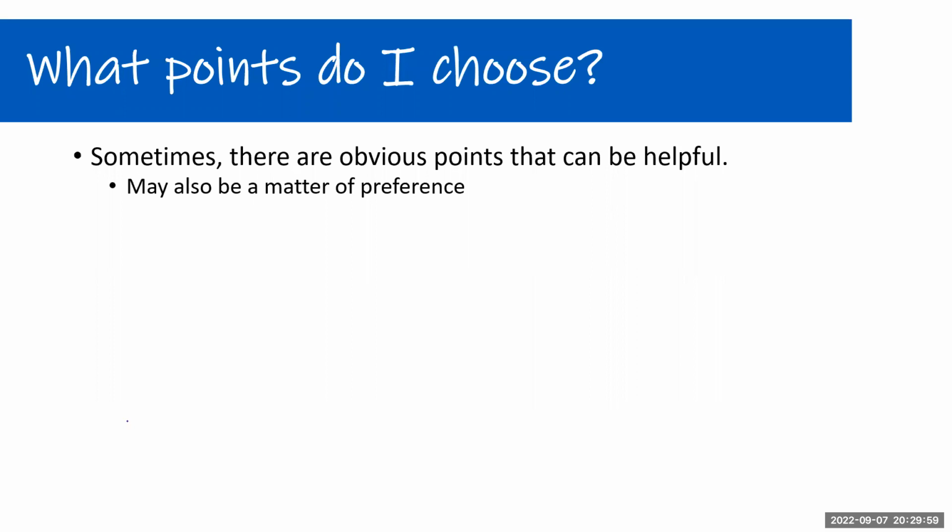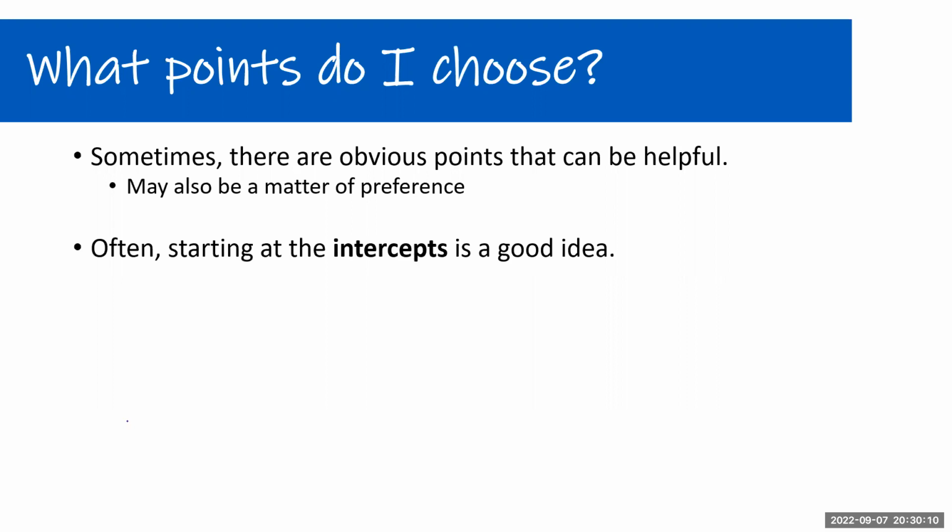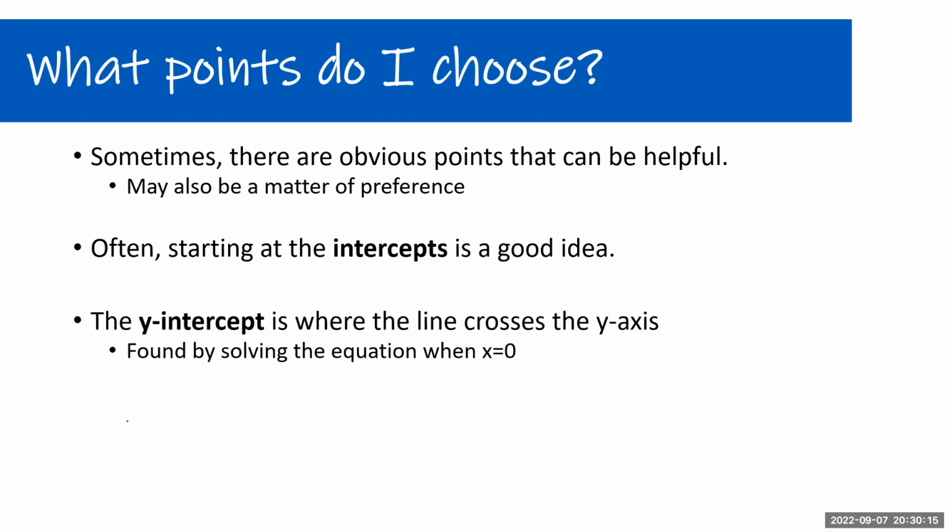Now, when you want to decide what points you choose, sometimes there's some obvious ones that can be helpful. Sometimes you might have some that you always choose. I typically will start at what are called intercepts. In fact, a lot of times I'll only plot the y-intercept and the x-intercept, and I'll call it a day. What do I mean by that? Well, the y-intercept is where that line crosses the y-axis. So that vertical axis, where does it hit on this line? Okay, so where am I hitting along here? We solve this by simply plugging x equals 0 in, because remember, on this line, that's going to be where x is 0.